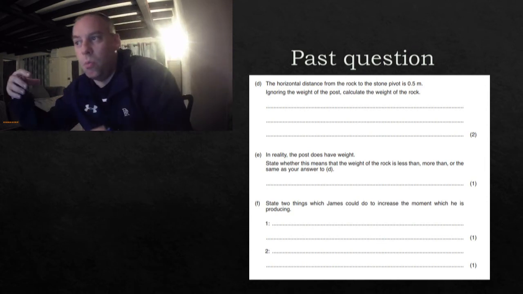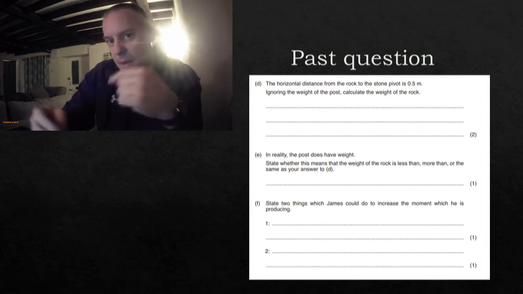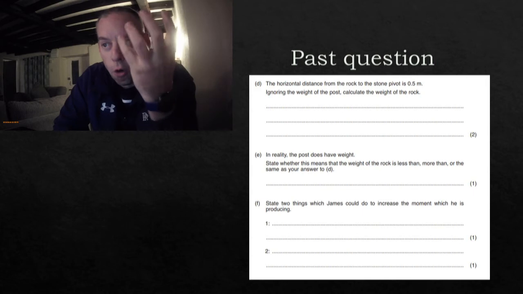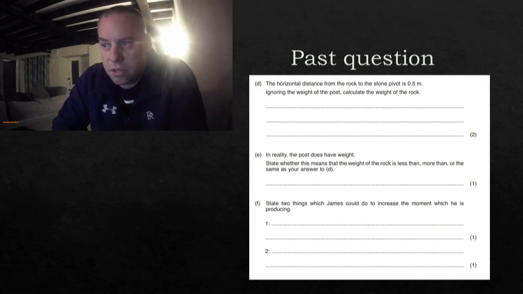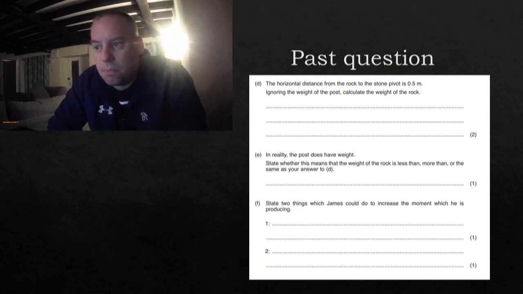So we know the moment on one side and we need it to equal on the other side. So just like I did in my example with me and Emily, I now need to rearrange my equation and see if you can work out what the force of the stone pulling down was. In reality, the post does have weight. State whether this means the answer to the rock is less or more. That I'm going to let you decide. Do you think it'll affect it? Do you think it will not? And state 2 things that James could do to increase the moment which he's producing. What could he do on his end in order to increase the moment? So there's a couple of things he can do there.